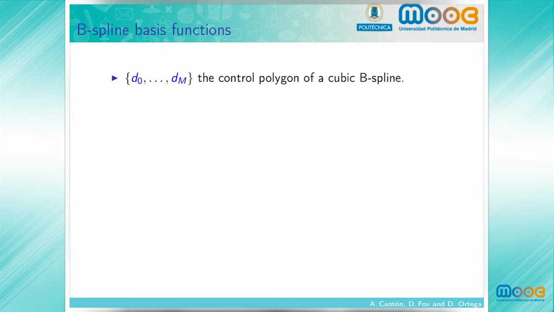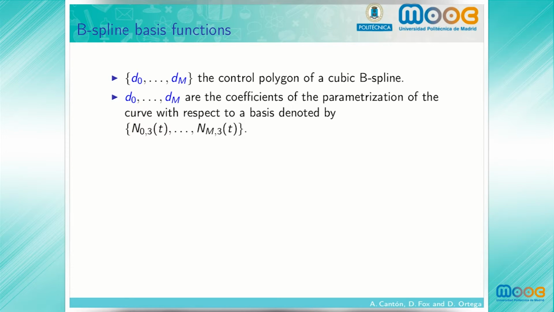We let d sub 0 to d sub m be the control polygon of a cubic B-spline. These are the coefficients of the parameterization of the curve with respect to a basis denoted by n sub 0,3 to n sub m3. These basis functions play the same role for the B-spline curve as the Bernstein basis polynomials played for the Bezier curve.